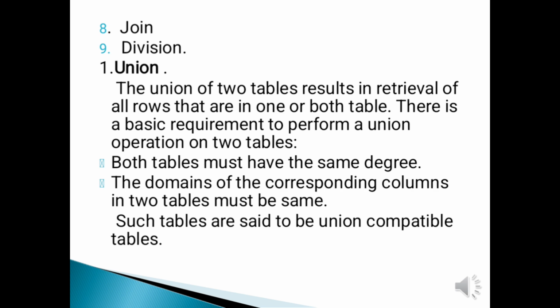There is a basic requirement to perform a union operation on two tables: both tables must have the same degree. The domains of the corresponding columns in the two tables must be the same. Such tables are said to be union compatible. In mathematical set theory, a union can be performed on any two sets. But in relational algebra, a union can be performed only on union compatible tables.